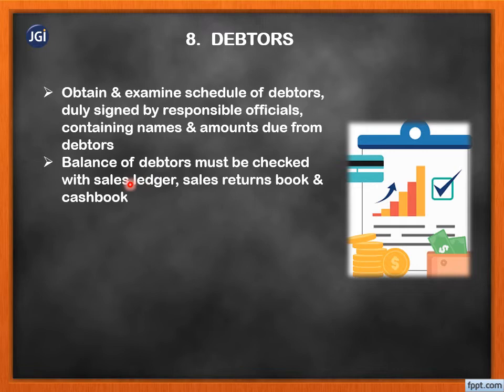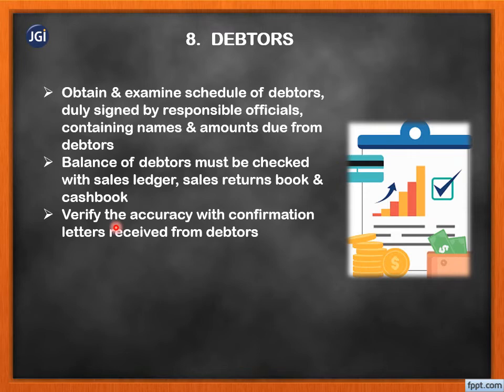The schedule of the balances of debtors should be checked with the sales ledger, sales returns book, and also with the cash book. The accuracy of the schedule of balances of debtors and the actual existence of debtors, which we receive from the management, should be verified with the confirmation letters received from the debtors.